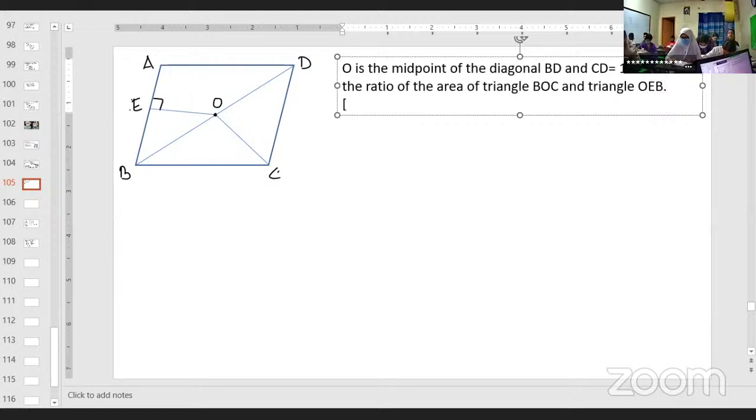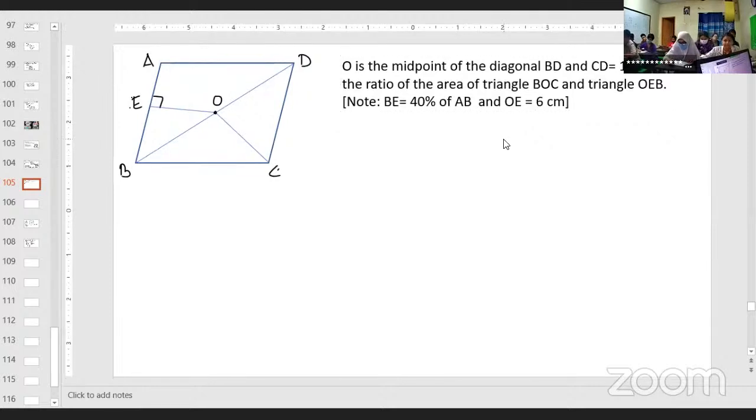Often the question is given like this. They will give a note, like BE is equal to 40% of AB, and OE is equal to 6 cm. It was a question, right? So connect these.